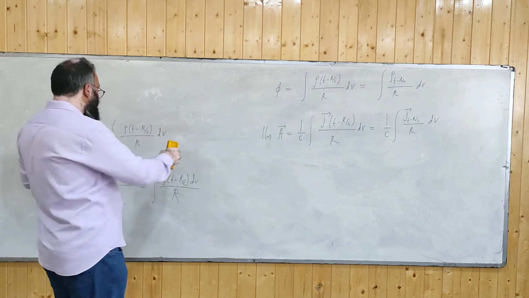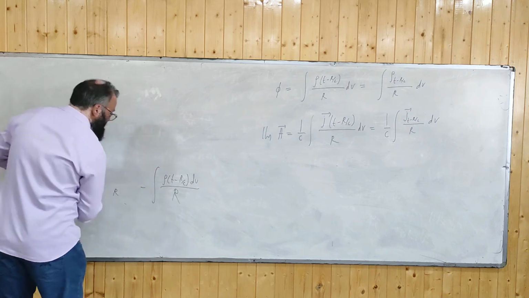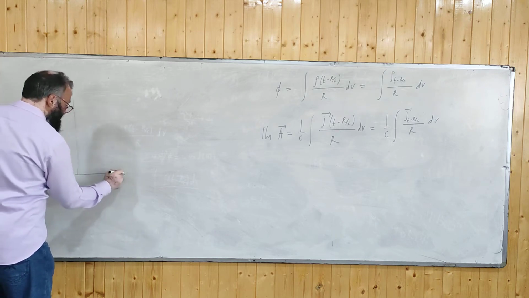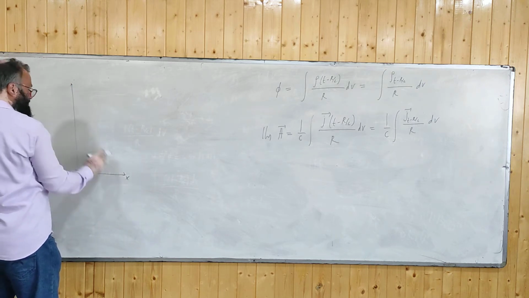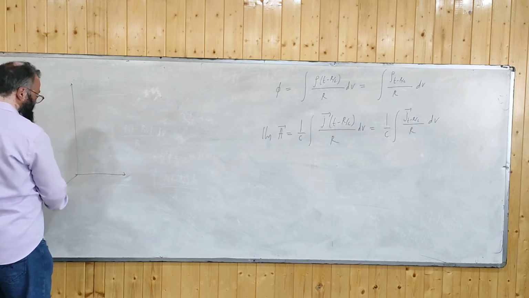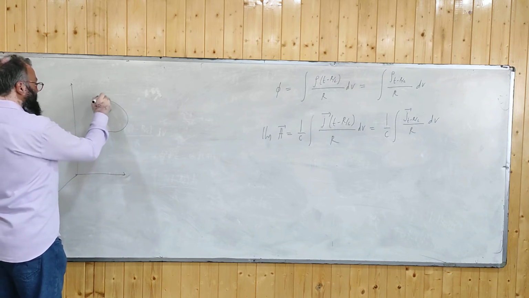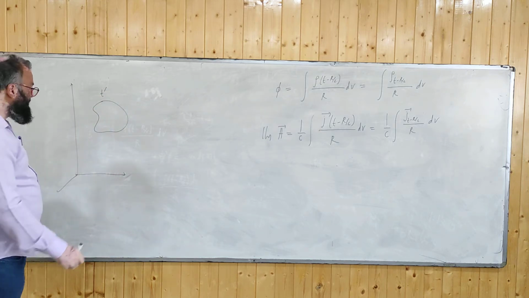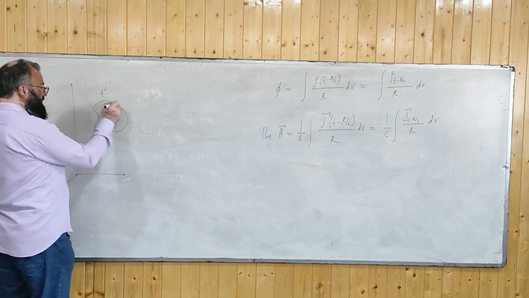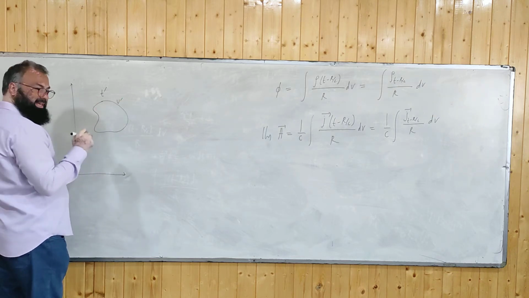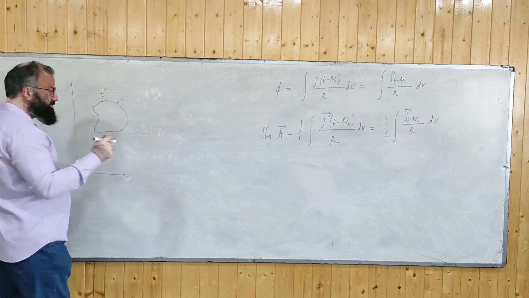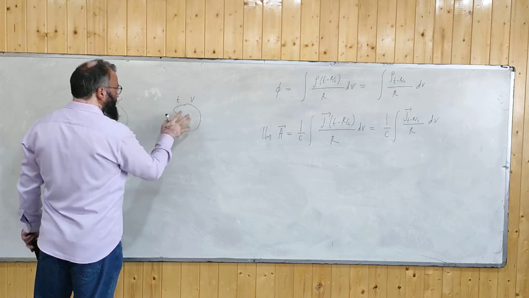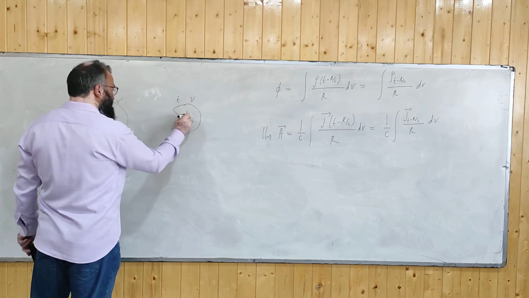Okay, so let me draw a simple diagram. Suppose you define a certain coordinate system. At some earlier time, this charge density is given. So let's call this the volume V prime, and you are observing it here, at some other volume at some time t. So at this very point, this is the observation.